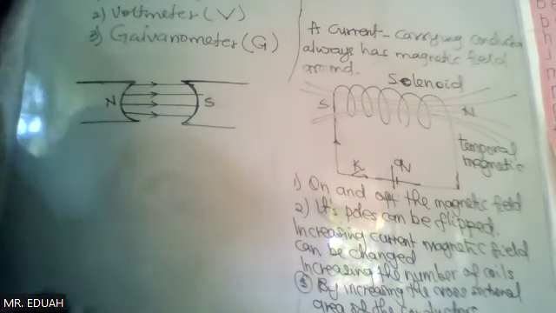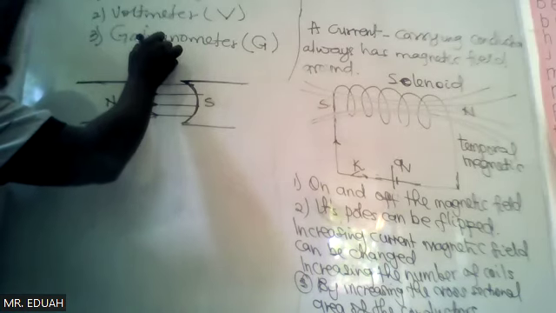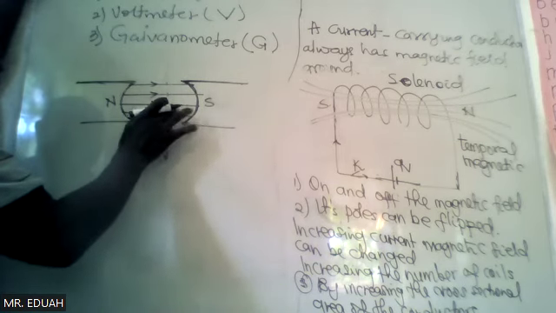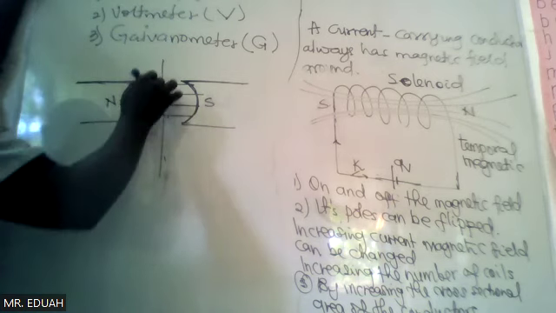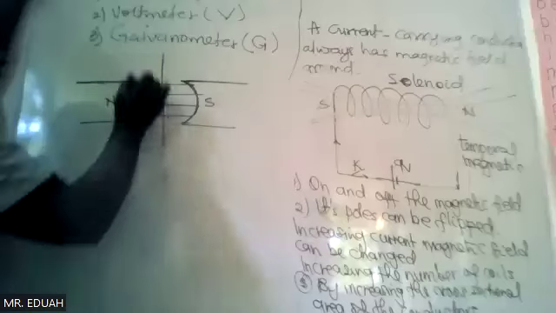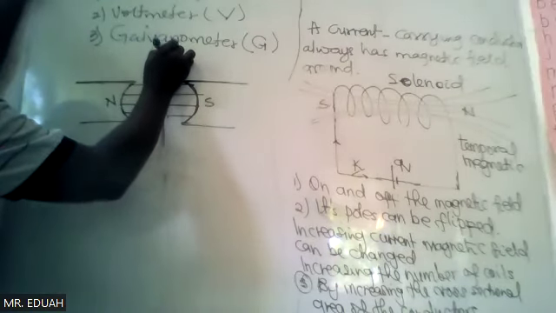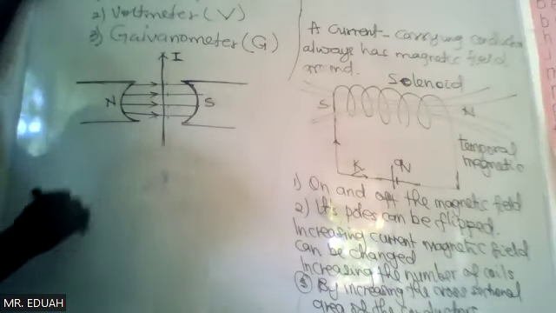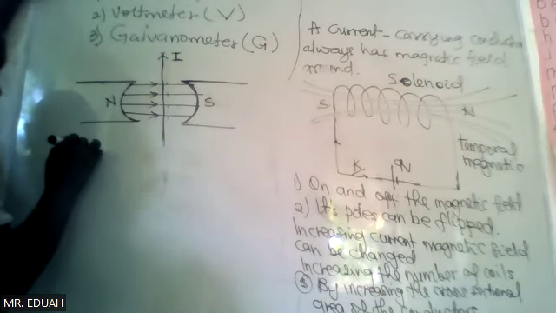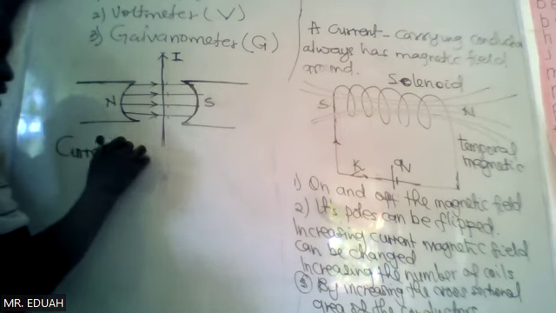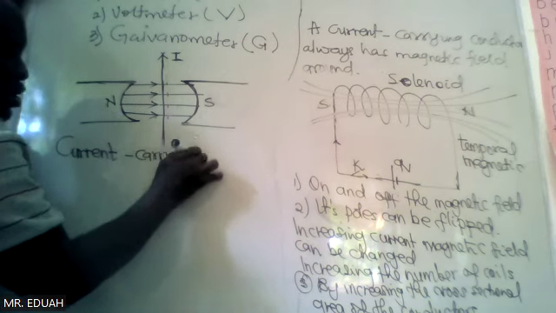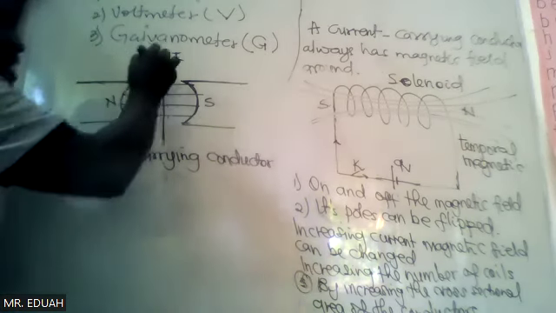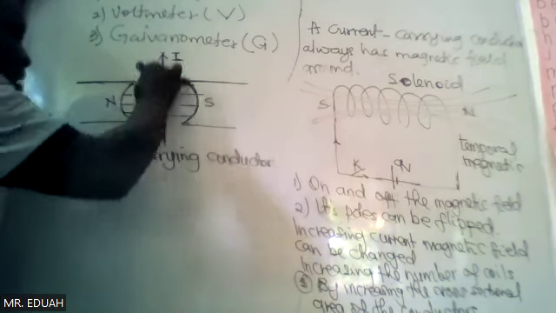Now, these are permanent magnets. When you put a wire that carries current in the vicinity of a permanent magnet, this carries current. The direction of the current is the arrow. So what you see as a vertical arrowed line is a current carrying conductor.